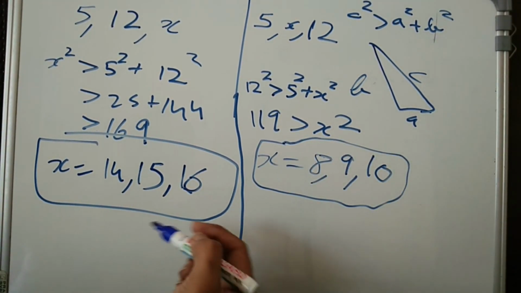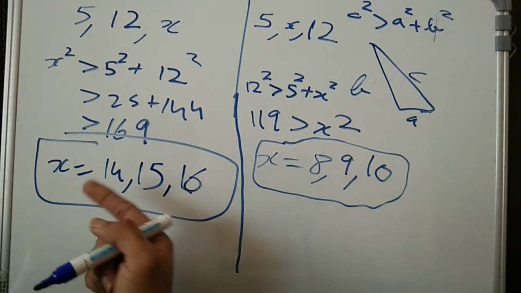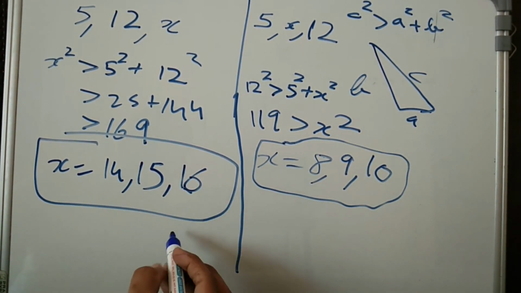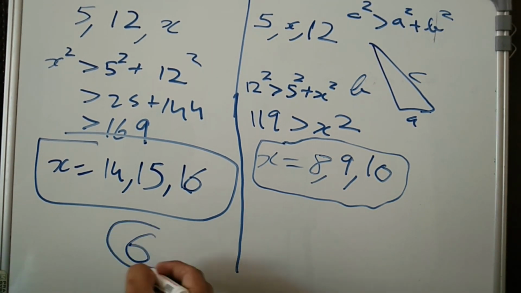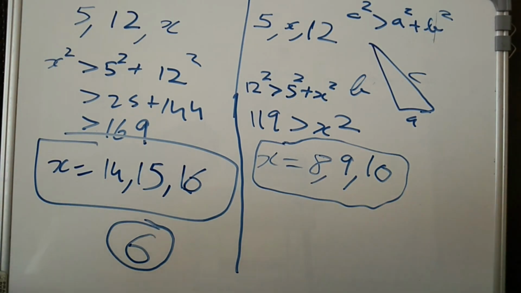So the total x can take 8, 9, 10, 14, 15, 16. So there will be a total of 6 triangles. So the answer to this question is 6. Okay, so let's see the next question.